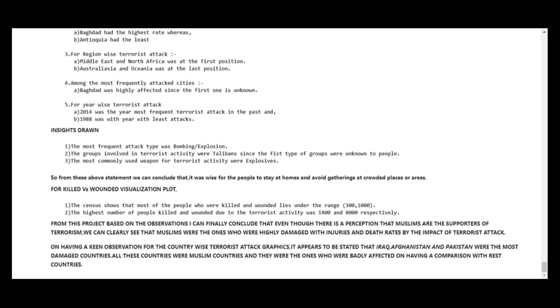On having a keen observation of the country-wise terrorist attack graphics, it appears that Iraq, Afghanistan and Pakistan were the most damaged countries. All these countries were Muslim countries and they were the ones who were badly affected in comparison with the rest of the countries.